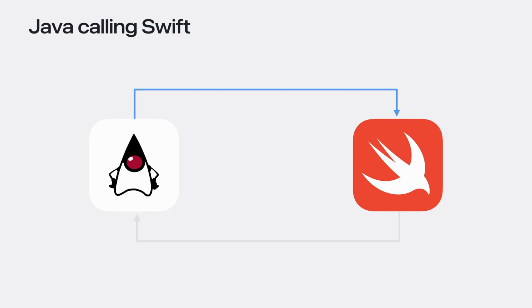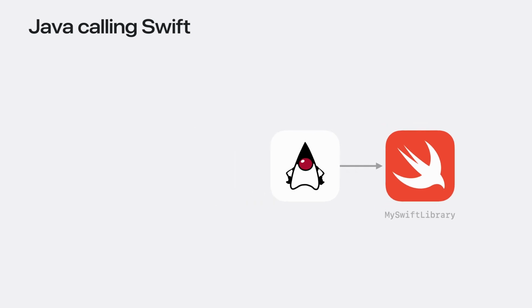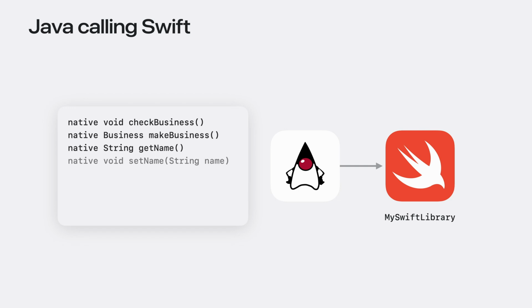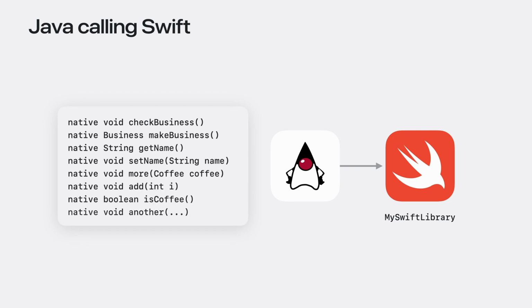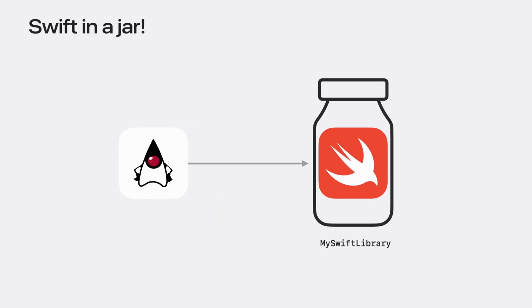Now, if we were to approach exposing a whole Swift library using the previous techniques, we'd have to write lots of wrapper functions on the Java side. For a few functions that's fine, but if we're talking about a whole library, it's time to consider a different approach. Similar to what we've done in order to expose a Java library to Swift, now let's make calling Swift as seamless and easy as possible for Java.